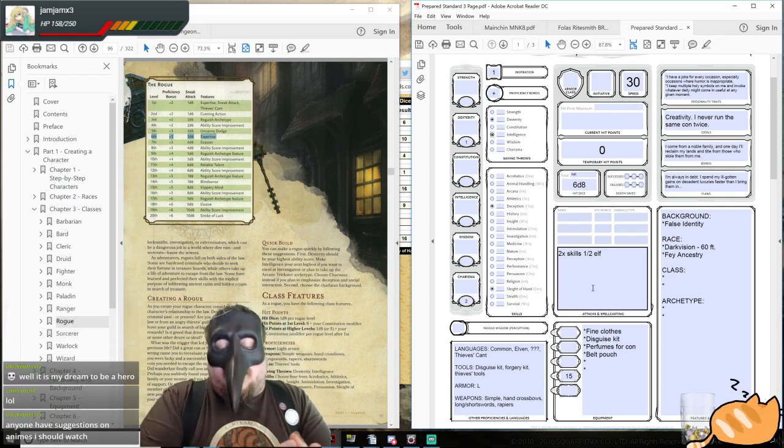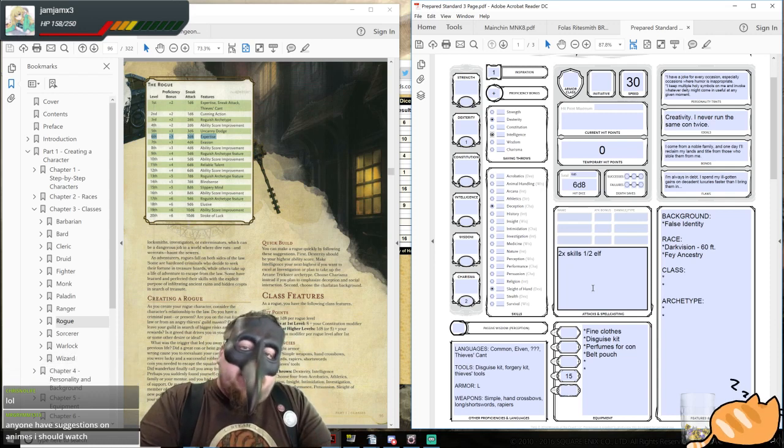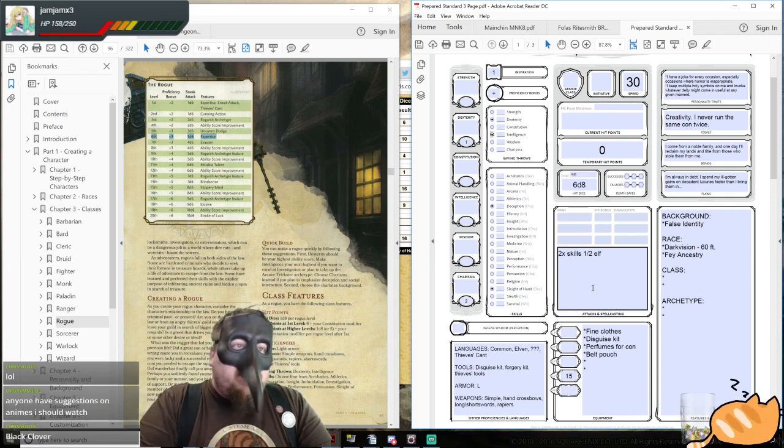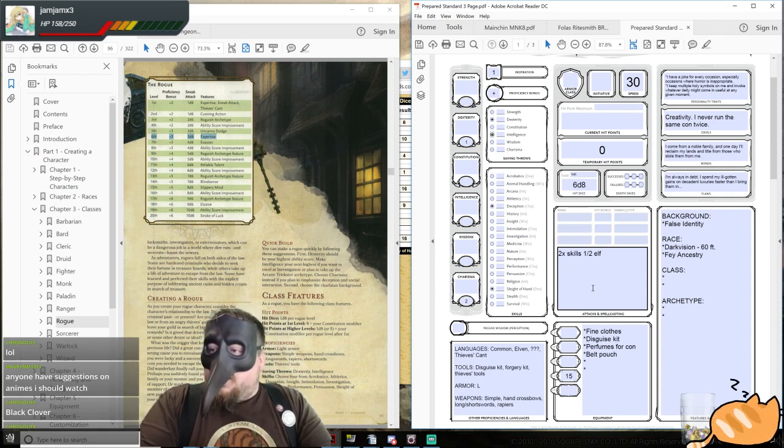Okay, to help us choose which skills she'll have, let's look at her personality. What would she use in order to pull off these cons? She already has deception, and she has sleight of hand, if she needs to pickpocket or something along those lines.